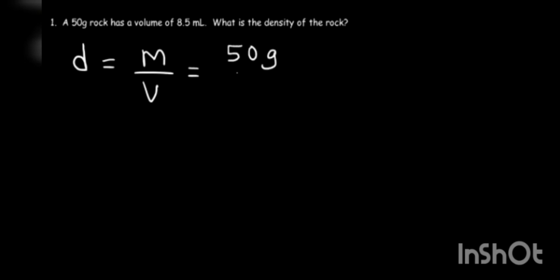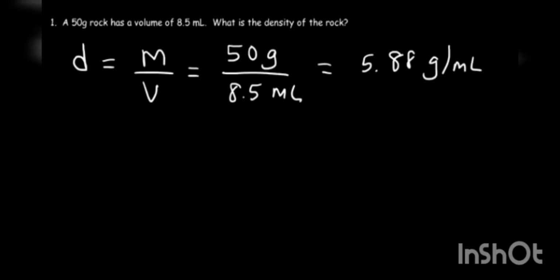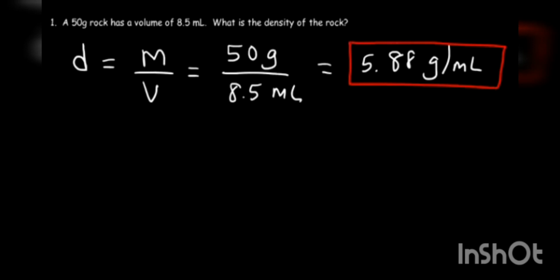Then we replace M with the mass we are given, which is 50 grams over the 8.5 milliliters. And then when we divide, we are going to find the answer. All right, so 50 divided by 8.5 is 5.88. Then you just get the grams per milliliter, and that's the answer.